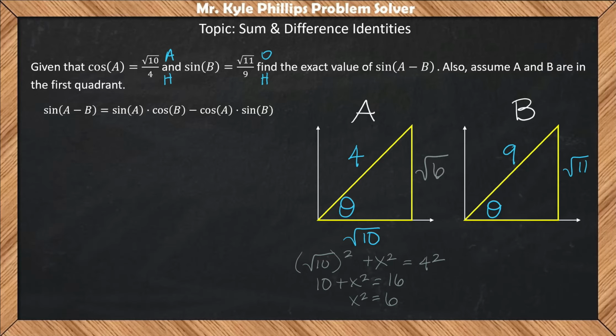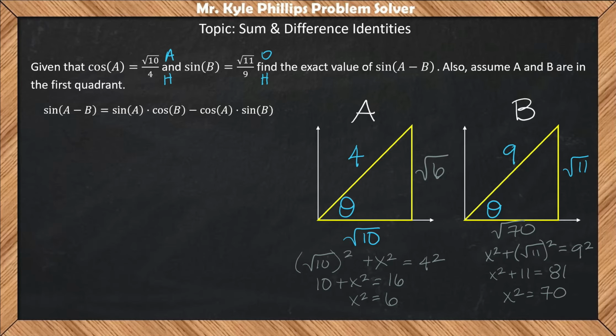And we'll do the same thing over here. We have x squared plus the square root of 11 squared equals 9 squared. Well, this is going to be x squared plus 11 equals 81. And then 81 minus 11 is going to give us 70. So here I have the square root of 70.